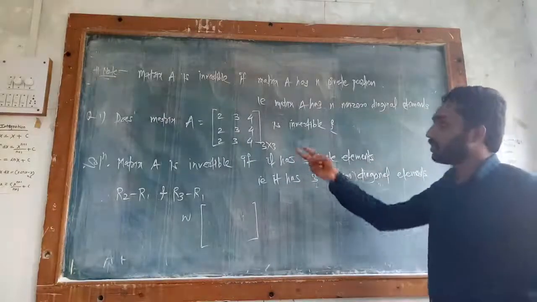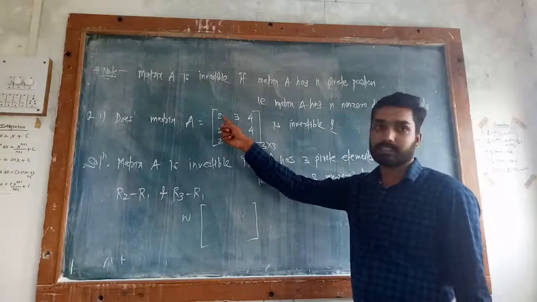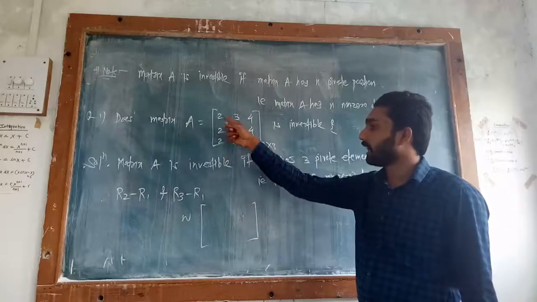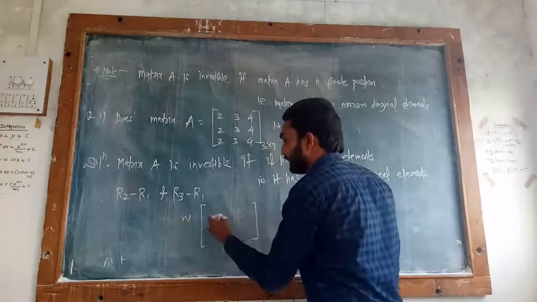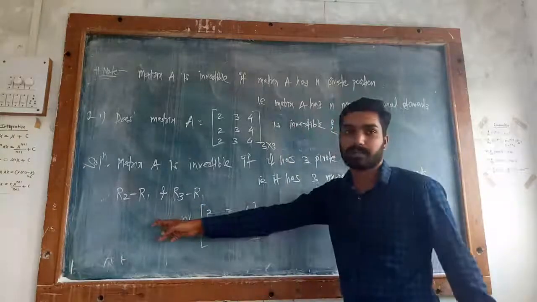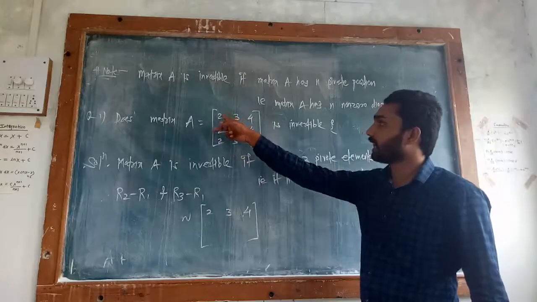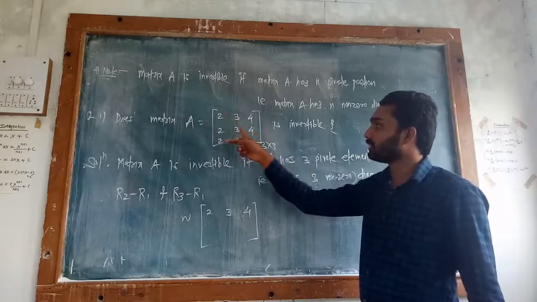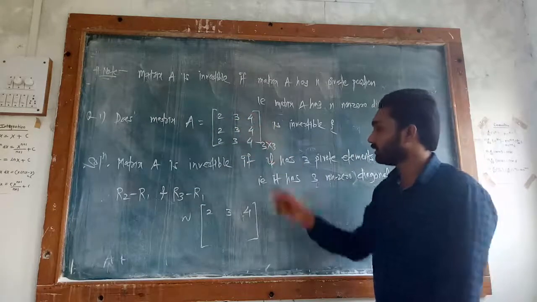So we have to take two row operations, R2 minus R1 and R3 minus R1. So your equivalent matrix becomes: your first row is 2 3 4. What is your second row operation? That is R2 minus R1. That is 2 minus 2 = 0, 3 minus 3 = 0, 4 minus 4 = 0.